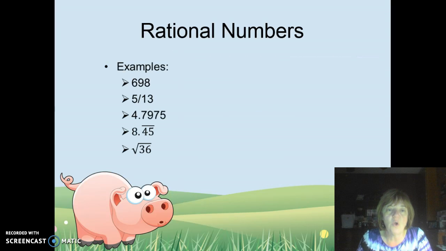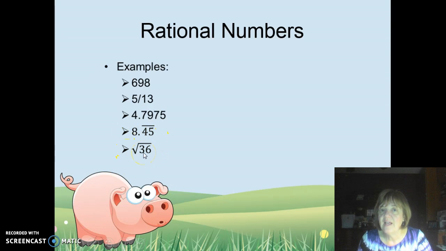So here's some examples. There's a whole number, 698, sorry. We've got 5 over 13. That's just a good old fraction. And notice this, 4.7975, and it stopped, okay? It just stops. That's a terminating decimal. It's a little bigger than what we're used to seeing sometimes, but it terminates. It ends, okay? It doesn't go on forever with some random bunch of numbers. And this one repeats. The 4, 5 repeat. That's okay. And hopefully you remember that the square root of 36 is 6.